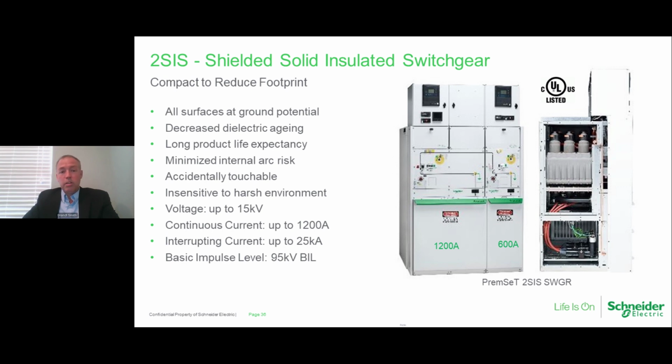And I will say though, it's not the right application for everything. It goes up to 1200 amps, 25 kA, and 95 kV BIL. That is about 80% of our applications. I see a whole lot of 40 kA switchgear specified when you actually look at the fault current, it's below 20. But when it fits, it can be a great product to support our customers.